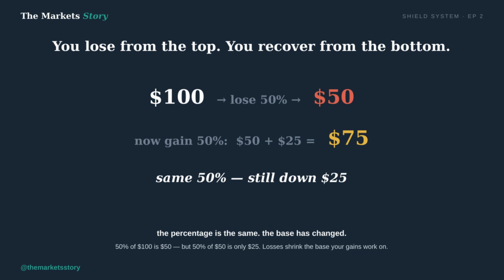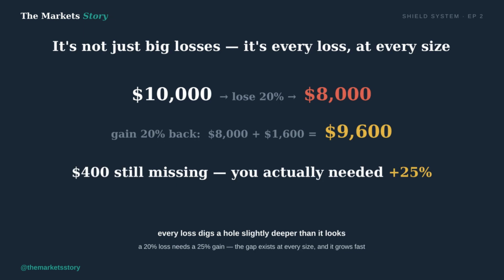Start with $100. Lose 50%. You're at $50. Now gain 50%. 50% of 50 is just $25. So you're at $75. Same percentage down and up, and you're still missing a quarter of your money. Why? You lost from a base of $100, but you recover from a base of only $50. That asymmetry is everything. And this isn't a quirk of losing half.